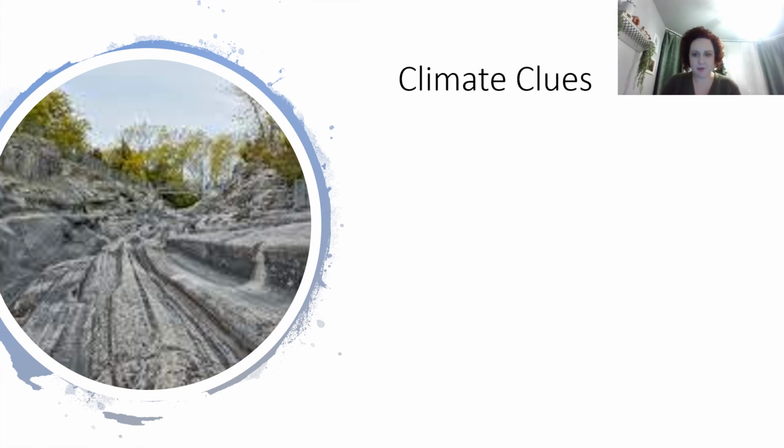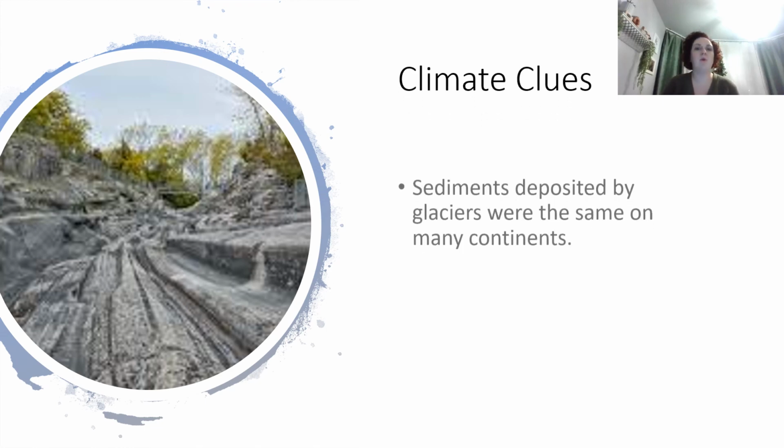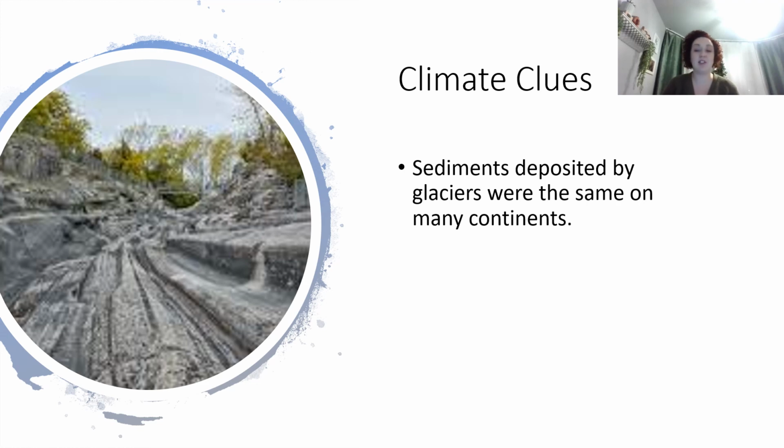So, climate clues. We obviously know that climate has changed. It's changed just within the last 50 years significantly. But the way that we can tell that something has gone on is we now look at where our ice sheets would have been during the Ice Age. We can physically see within our rock strata sediment deposited by glaciers and sheets of ice were the same in many continents.